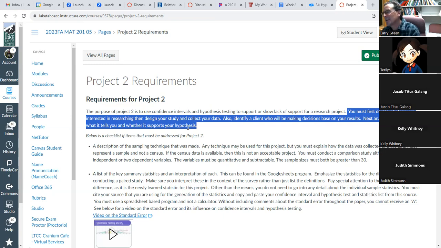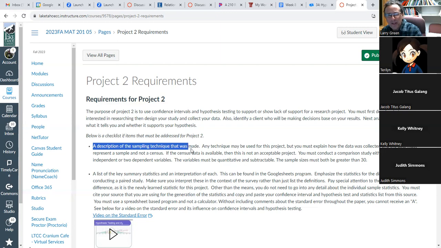Yeah, post your hypothesis. Okay, I would say in symbols and words on the project 2 discussion board. And then I can look at it and let you know if it's going to work or if it's not going to work. Okay. Any questions on that? That's your first step. Your next step is to collect your data. Okay.